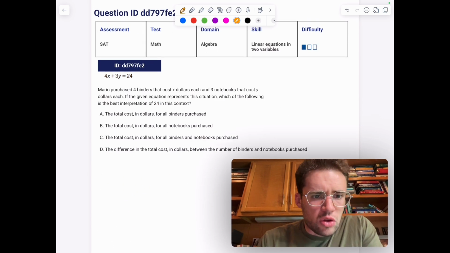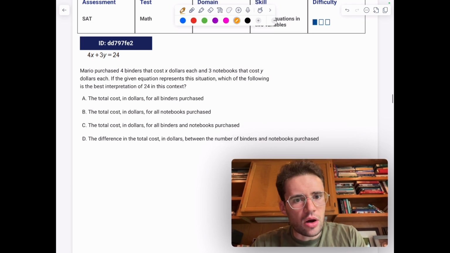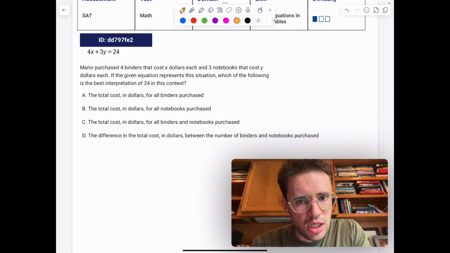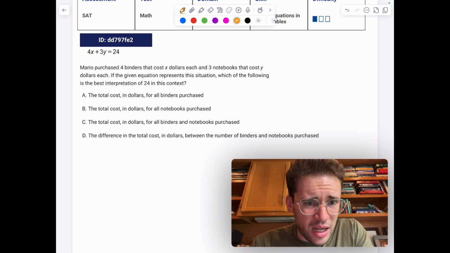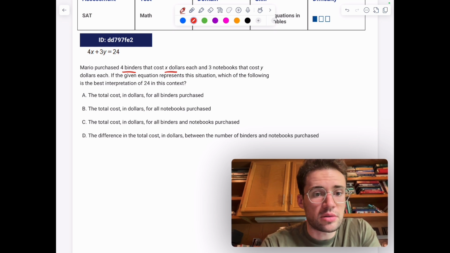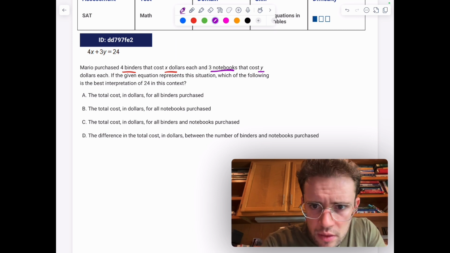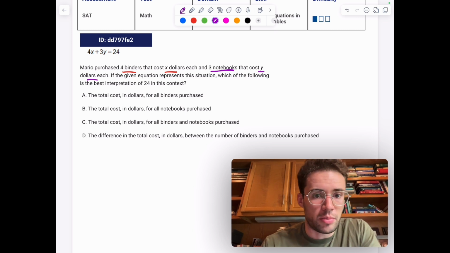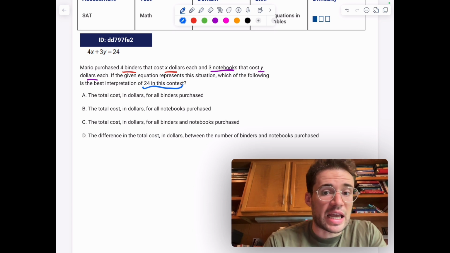Got 4x plus 3y equals 24. Mario purchased 4 binders that cost X dollars each and 3 notebooks that cost Y dollars each. If the given equation represents this situation, which of the following is the best interpretation of 24 in this context? Well, let's put they're adding up to 4 binders times the cost per binder. So it's going to be the amount spent on binders. And then 3 notebooks times the cost per notebook. That's going to be the amount spent on notebooks. So when you add those up, that's like the total that was spent on binders and notebooks.